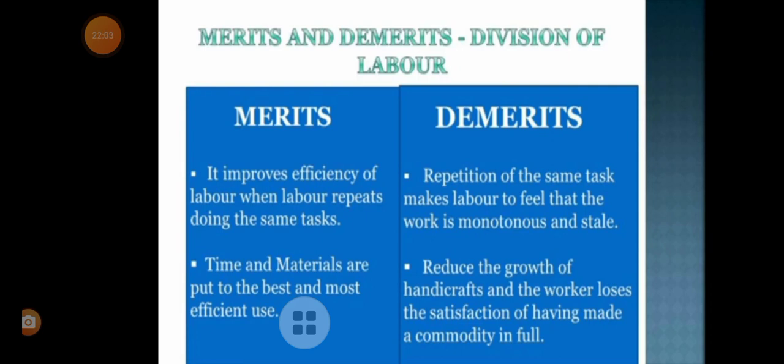I started a work and I completed it. But in division of labor, there is no completeness in work. They will do only a part of the work. So these are the merits and demerits of division of labor.